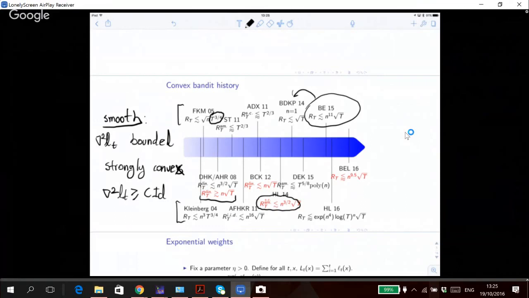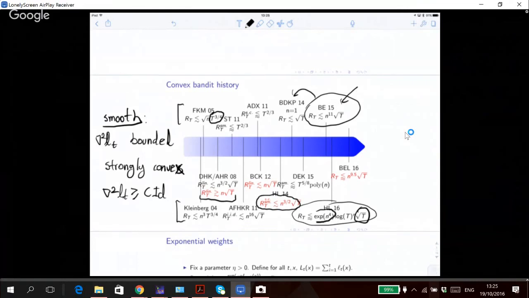Bubeck, Dekel, Tomer Koren, and Yuval Peres showed the same thing for one dimension. Both of these papers are somehow information theoretic, so they don't provide an explicit algorithm. More or less at the same time, another paper by Hazan and Lee shows, again, a root T bound, but somehow the bound depends exponentially on the dimension. So there is an explicit algorithm prior to this work, but the dependence on the dimension is exponential.